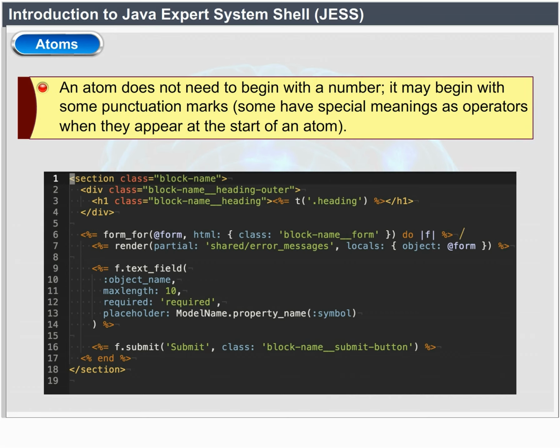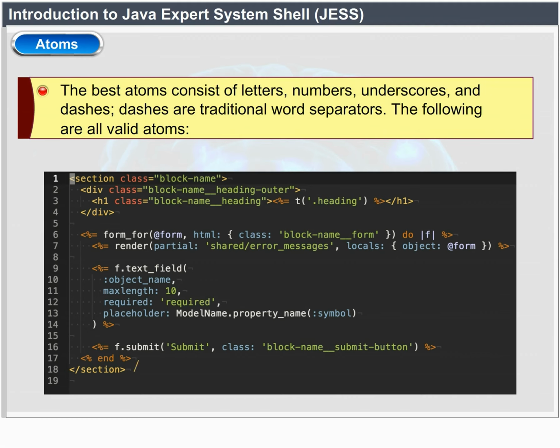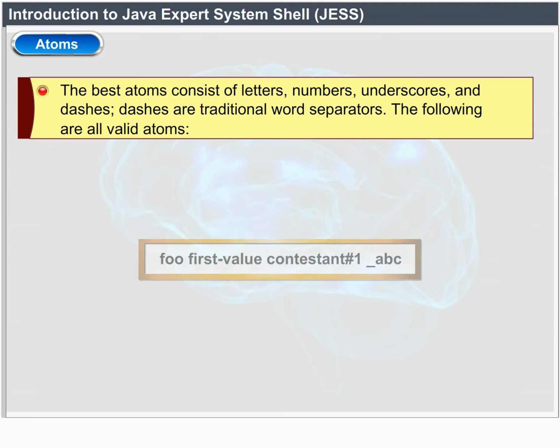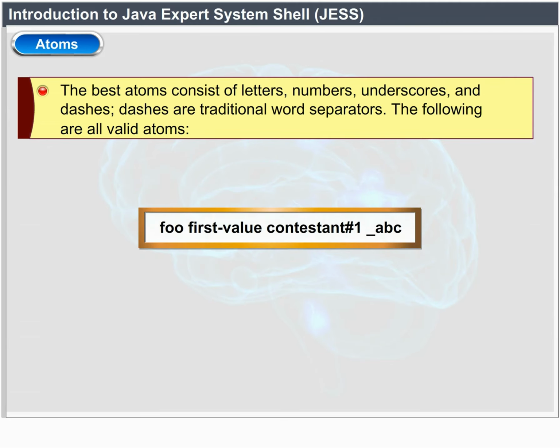An atom does not need to begin with a number. It may begin with some punctuation marks. Some have special meanings as operators when they appear at the start of an atom. The best atoms consist of letters, numbers, underscores and dashes. Dashes are traditional word separators. The following are all valid atoms: FOO, first-value, contestant, #1_ABC.